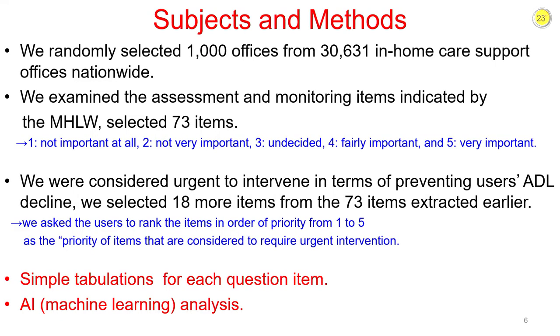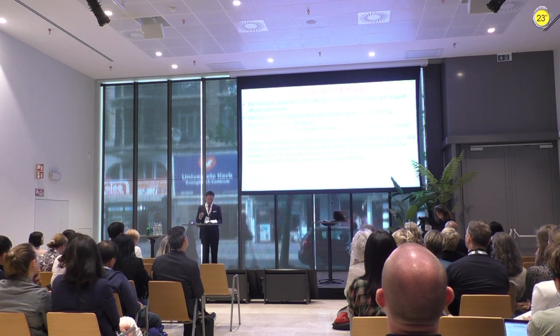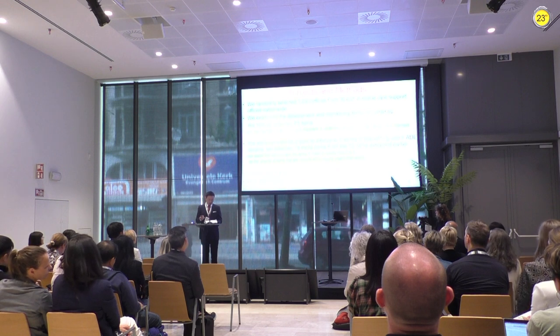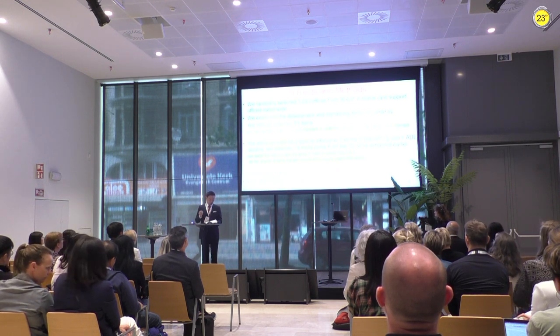Subject and method. 1,000 in-home care support offices were randomly selected from across the country, and 3 questionnaires were mailed to each, for a total of 3,000 care managers. First, we examined the assessment and monitoring items indicated by the MHLW. Specifically, I, my co-researcher, and care managers who were not included in this study held discussions and selected 73 items. For each of these 73 items, we asked questions using a 5-point scale. The response options were 1, not important at all, 2, not very important, 3, undecided, 4, important, and 5, very important.